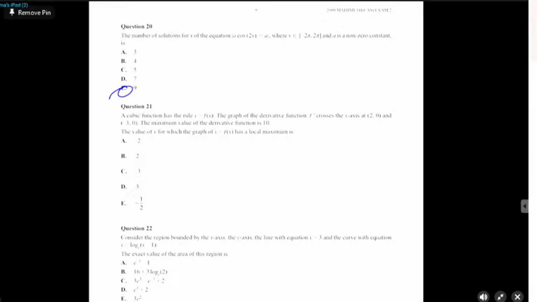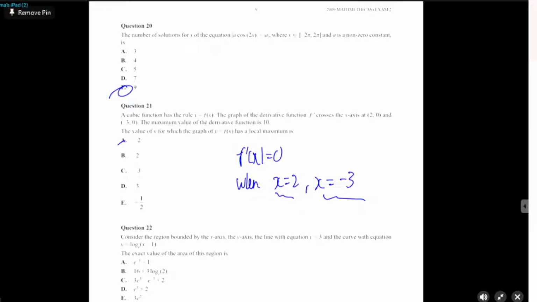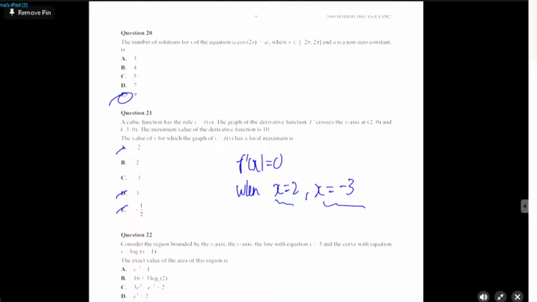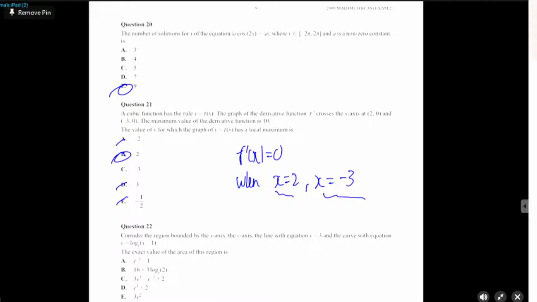Okay, so if the cubic function, you don't know what the cubic function is, but you know that f dash x equals 0 when x equals 2 or x equals -3. So that means instantly you can tell that there will be a local max or a local min at these 2 points. So instantly everything else is gone. And then when you sub in this -3 value, you can tell that it's a min. And so B is your right answer.